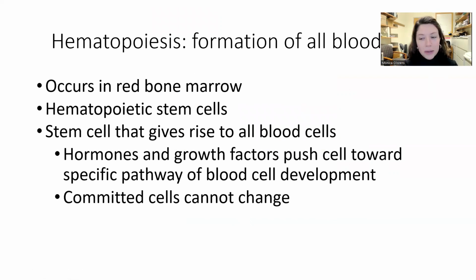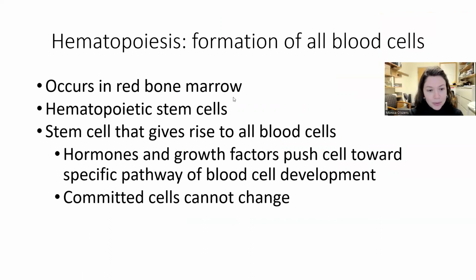Hematopoiesis is the formation of all blood cells, and it occurs in your red bone marrow. Because different places call them multipotent versus pluripotent, I just call them hematopoietic stem cells because they both agree on that. All right, so stem cells can give rise to all of our blood cells, both red and white.